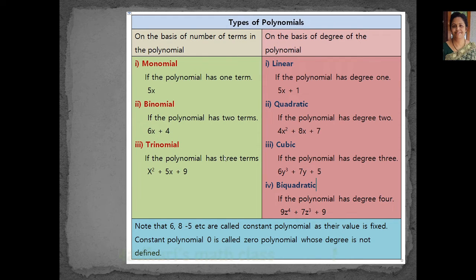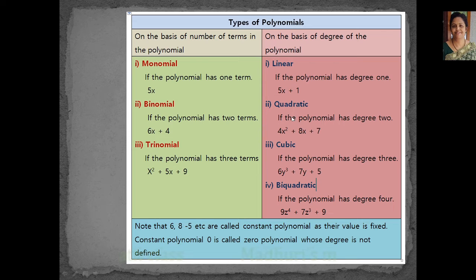Trinomial. If the polynomial has three terms, it is a trinomial. Here x squared is one term, 5x is another term and 9 is another term. Next one, on the basis of degree of the polynomial. So first one, linear polynomial. If the polynomial has degree 1, here highest power of the variable is 1. So 5x plus 1 is a linear polynomial.